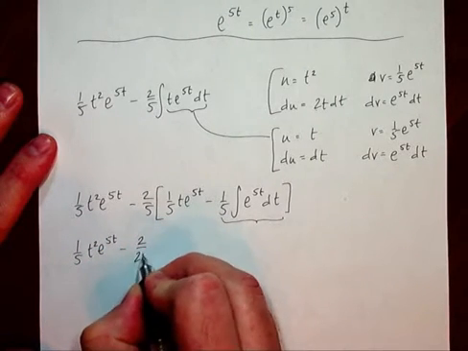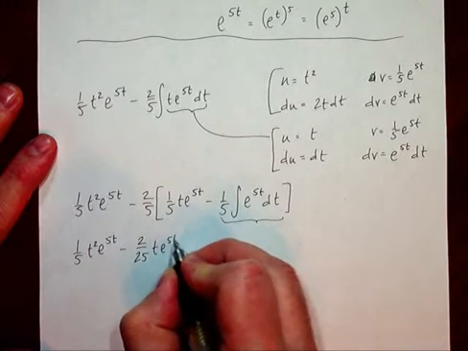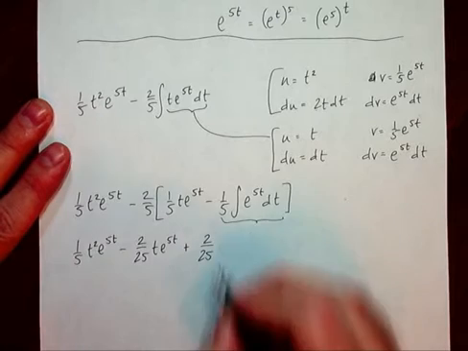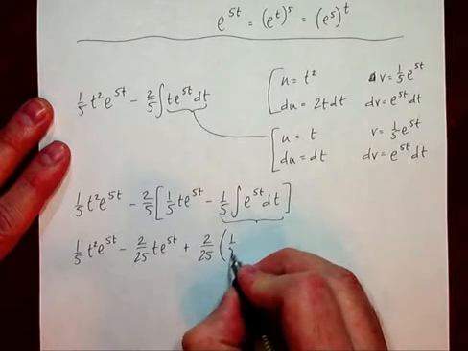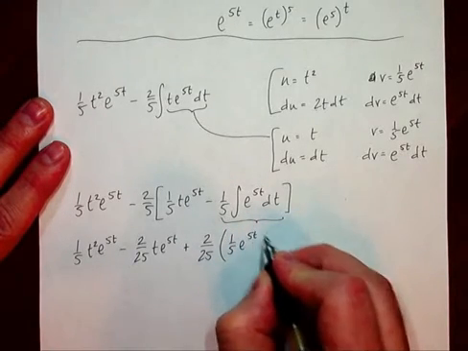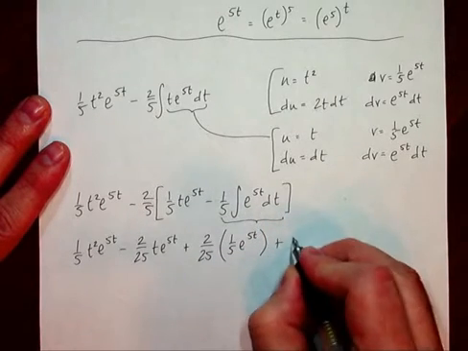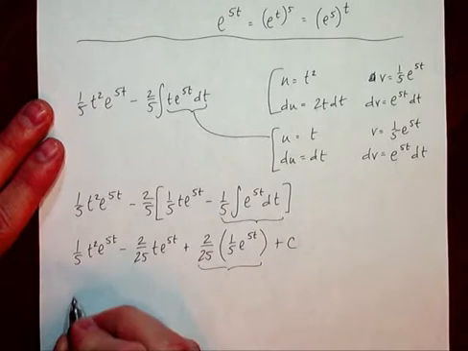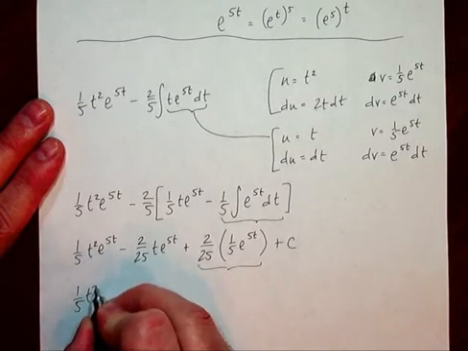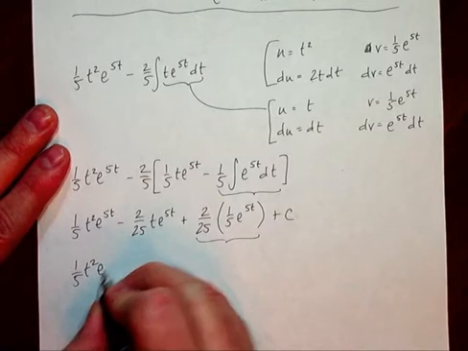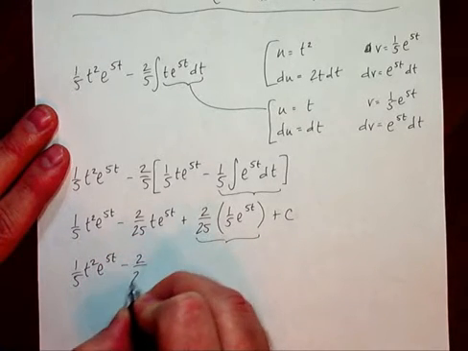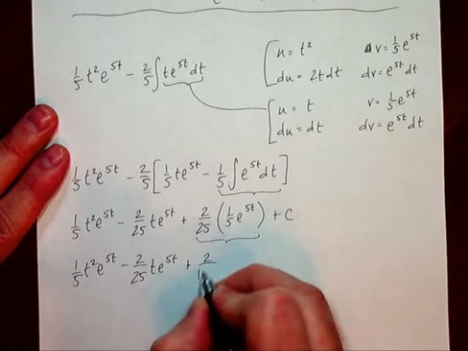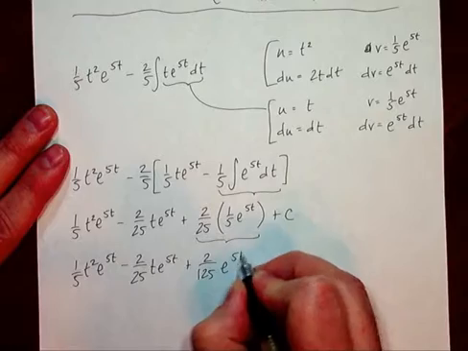So negative 2/25 t e to the 5t plus 2/25, and what's going to happen here is this is going to become, again, this is the third time we've done it, 1/5 e to the 5t plus c. So all we really need to do now is simplify this by combining those factors as the coefficient, and I get 1/5 t squared e to the 5t minus 2/25 t e to the 5t plus 2/125 e to the 5t plus c.